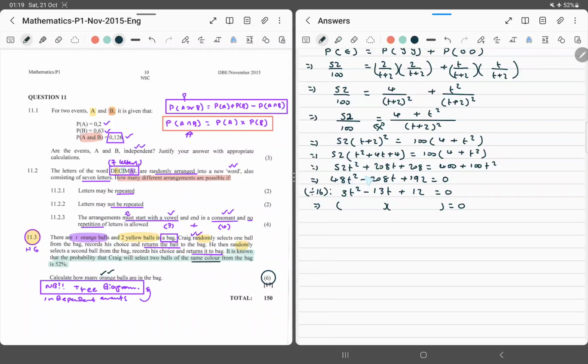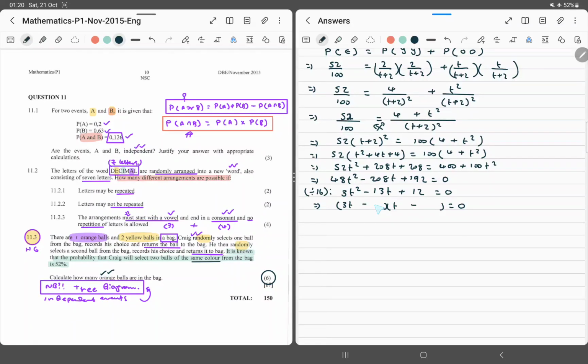I could have easily used the general quadratic formula because now my head is starting to crack. So this is 3t and t. These two brackets are negative. 12 is basically 4 and 3, right? So this is 4 and 3 or 6 and 2. Let's start with the 6 and 2.